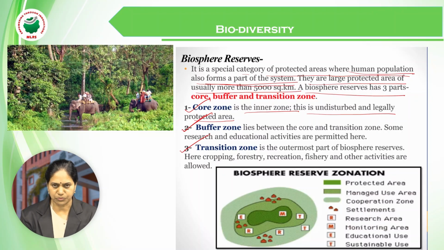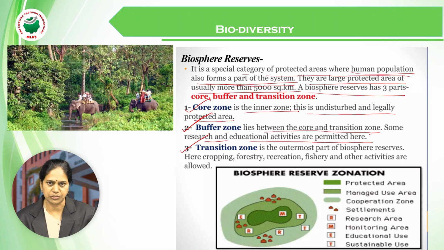Now we have the buffer zone. It lies between the core zone and the transition zone. Some research and educational activities are permitted here. So in the core zone, the permissions are very, very limited. No permissions at all. Highly undisturbed part of the forest, we call it a core zone.